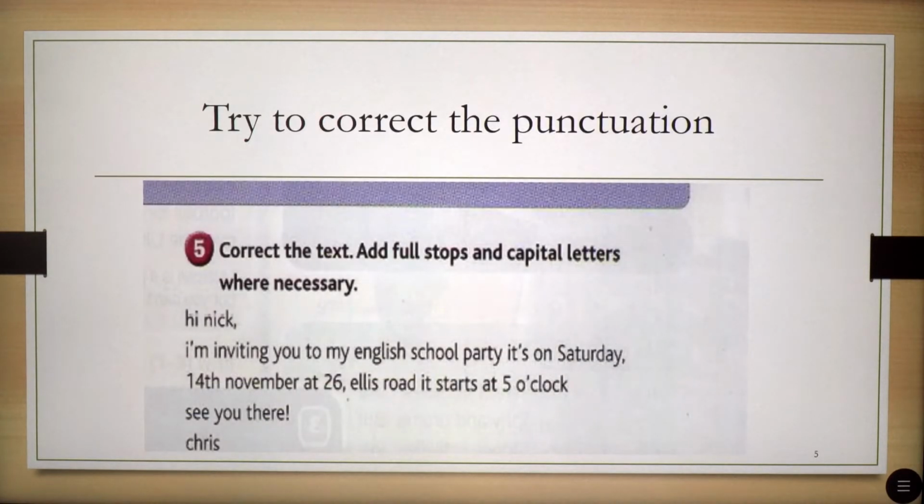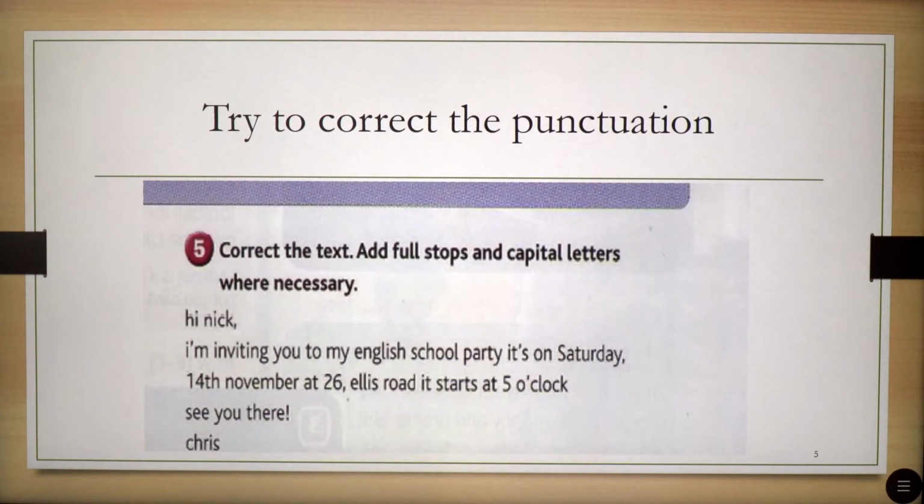Here you have an exercise. You have a short text that you are going to try and correct the punctuation. I will give you some time to try and identify the mistakes in this text. So, full stops and capital letters are necessary. Okay, probably you identified them now.